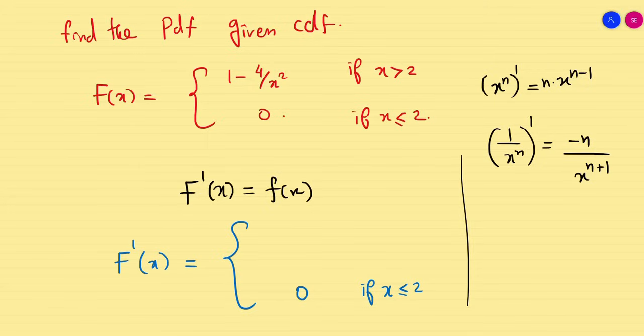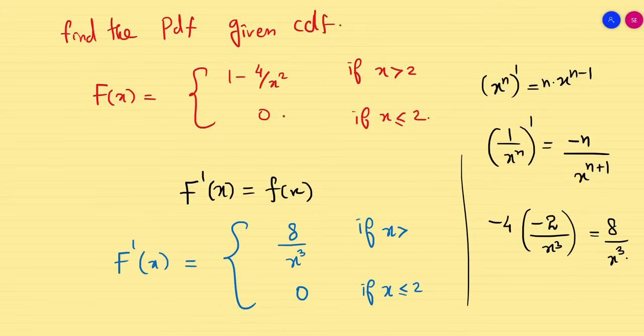When I differentiate, I'll have minus 4. The differentiation of 1 by x square is minus 2 by x cube, guys. So it's going to be 8 by x cube. Okay, so my final answer is 8 by x cube if x is greater than 2. Done, guys. So according to the result, this F dash of x is my small f of x, which is my required probability density function, the PDF.